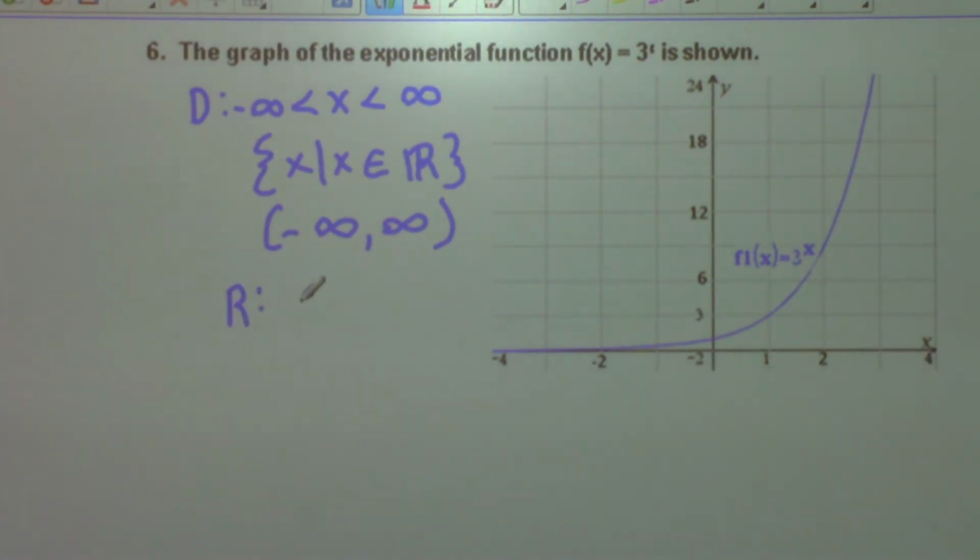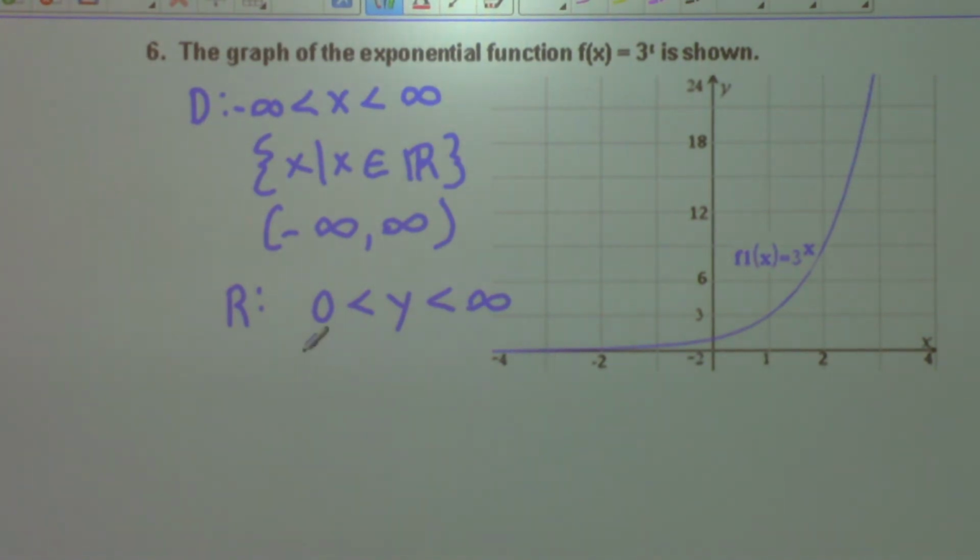Now for the range, 0. So we have a 0 here, right? Yeah. So 0, and then what goes here? So that's it. 0 is less than or equal to, right? Is it going to be less than or equal to? Less than. Okay. And then finally, infinity, right?